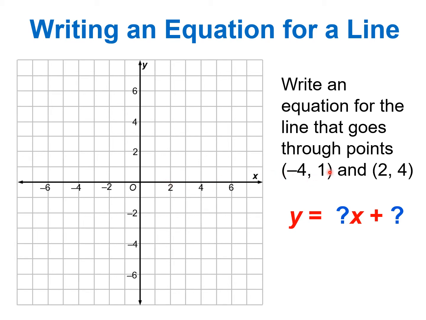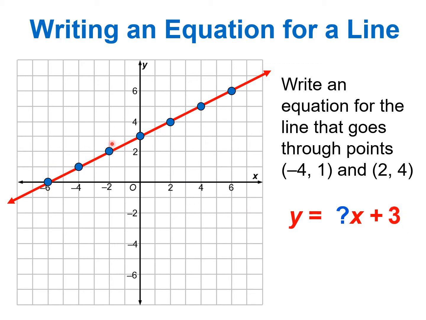Okay? So what you could do on your graph is plot these 2 points. So -4, 1 goes right here. 2, 4 goes here. And then we could just draw a line through it. And now, after we've done that, you could kind of see what the pattern of the points would be if you fill them in, and you can easily find the y-intercept, which is 3, so that goes here.